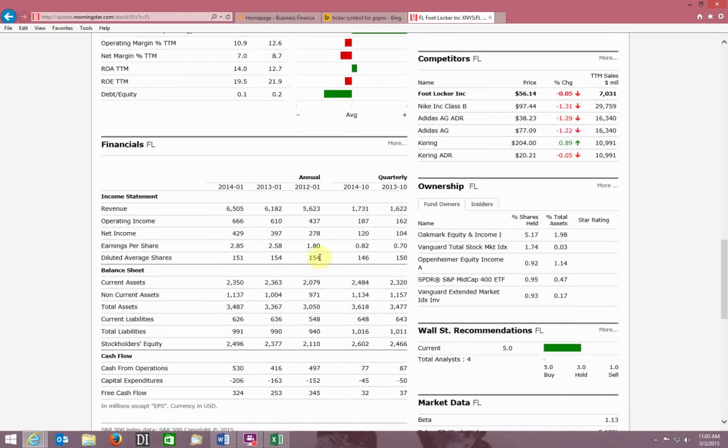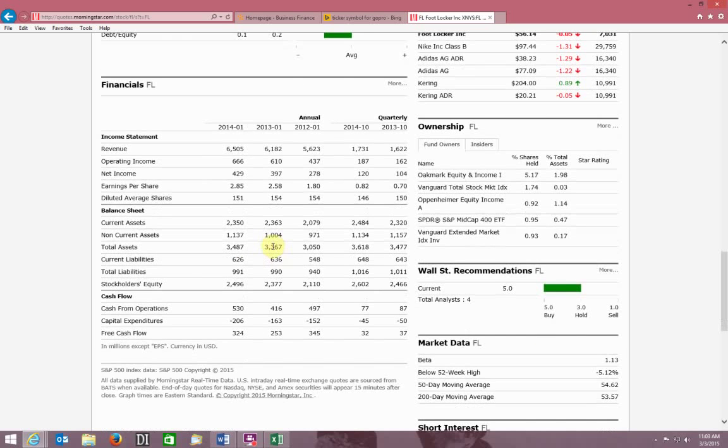And earnings per share, it's gone from $1.80 per share, $2.58, to the most recent year, $2.85. That's a pretty nice trend right there. That's not a bad increase. That's a 50% increase in earnings per share over the last couple of years. Dang, that ain't bad at all.